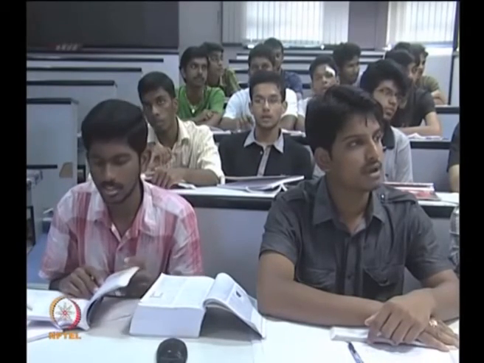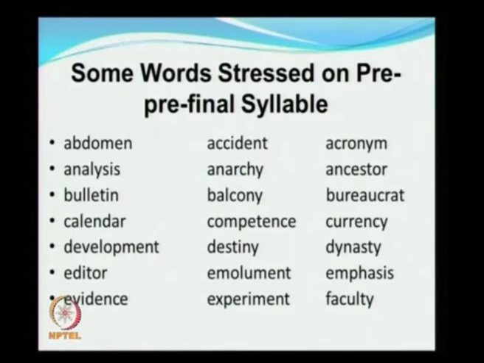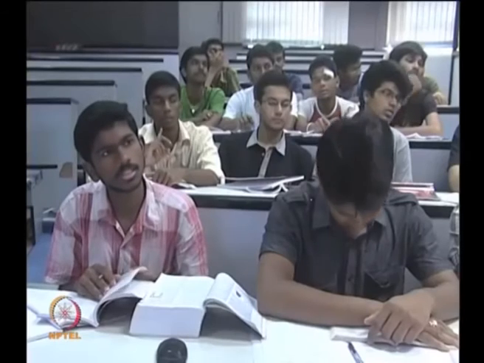Can you do these words once again without me? Ready? 1, 2, 3. Begin, please. Abdomen. Accident. Acronym. Go slowly. Analysis. Anarchy. Ancestor. Bulletin. Balcony. Bureaucrat. Calendar. Competence. Currency. Development. Destiny. Dynasty. Editor. Emolument. Emphasis. Evidence. Experiment. Faculty. Okay, come to the book now.